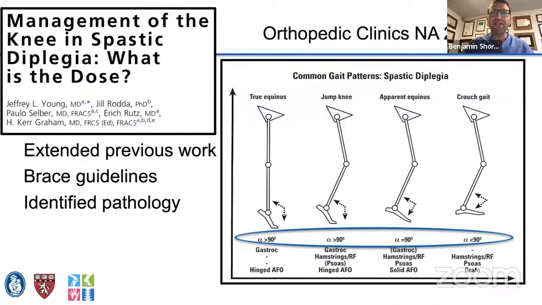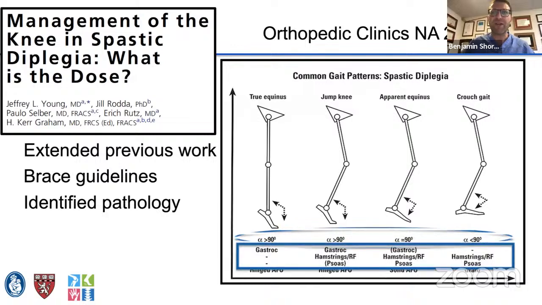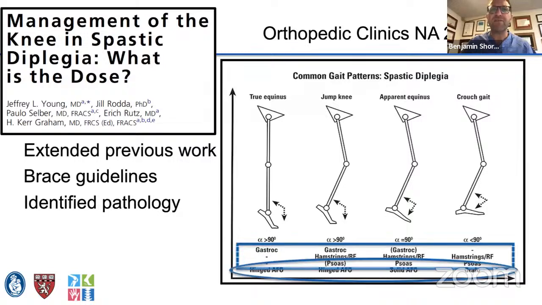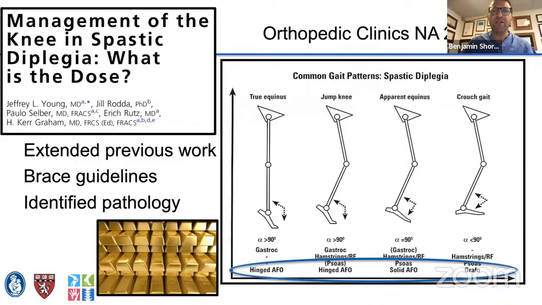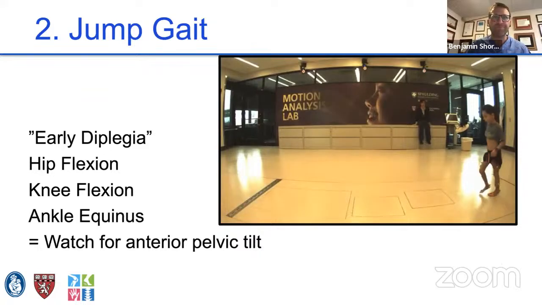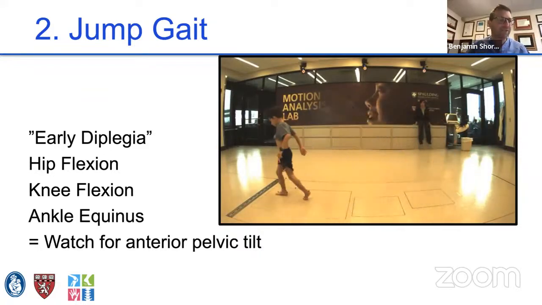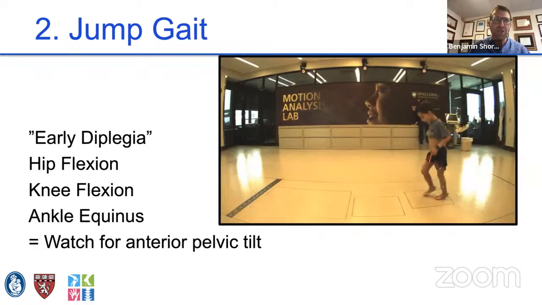But what this slide also shows us is which muscles are affected at each level, and then what brace might be appropriate. So you, as a trainee, would say this figure is your gold because it goes over so many of the things that you need answers to when you're recognizing patterns in spastic diplegia. So I'm going to go over these gait patterns briefly, and then we'll talk about our treatment interventions.